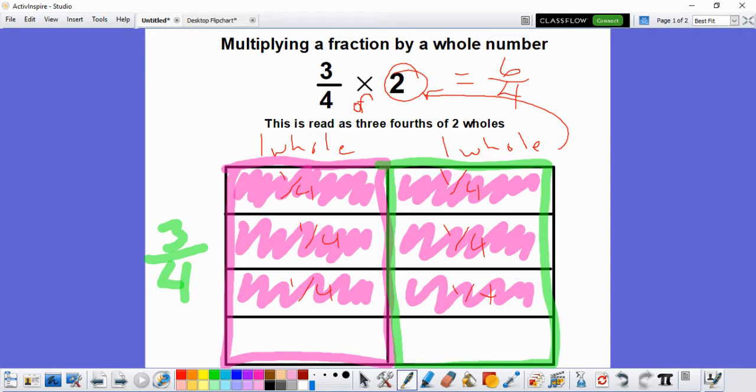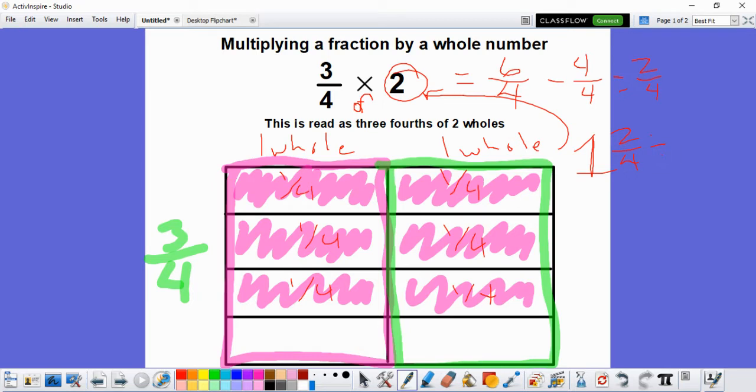So we ask ourselves, how many fourths make up a whole? And I'm going to take that away. 4/4 is a whole, so I'm going to put 1 whole down here. And what's left over is 2/4. 2/4 would be left over. So our mixed number is 1 and 2/4, which again, you have to simplify.